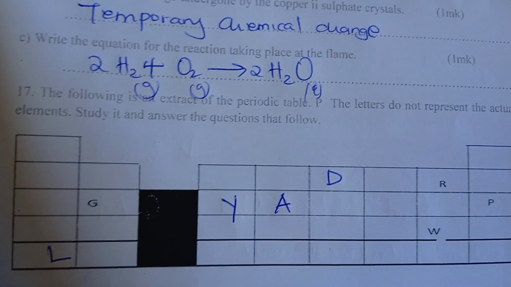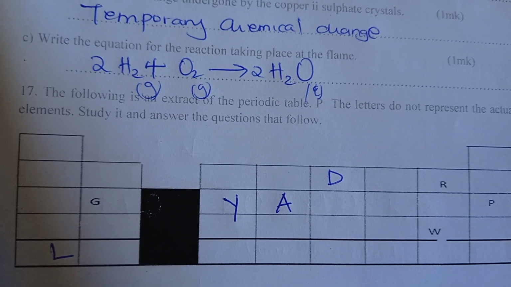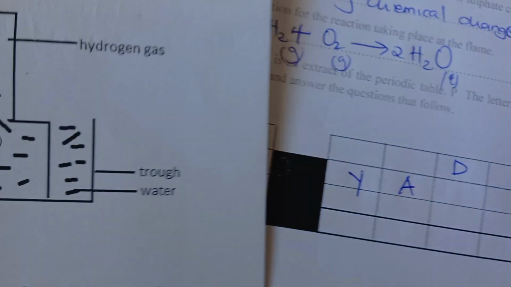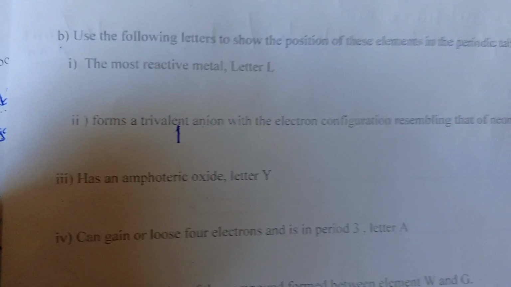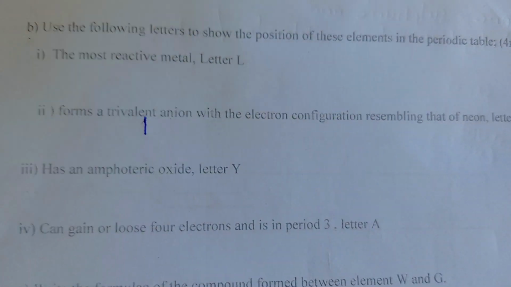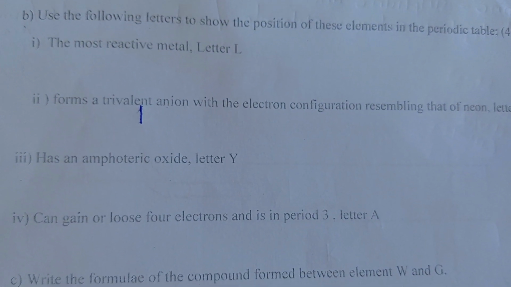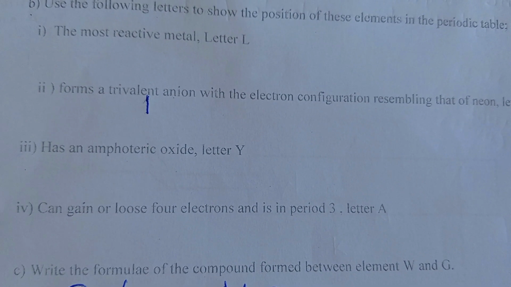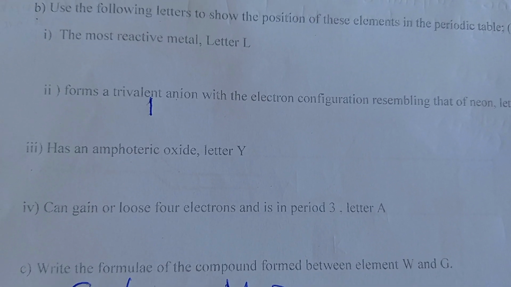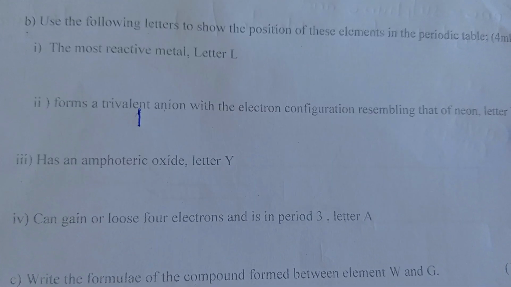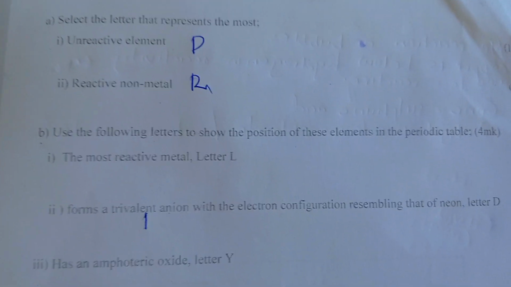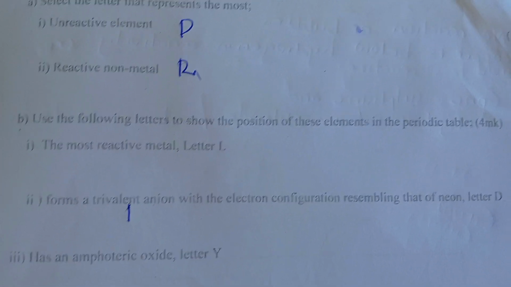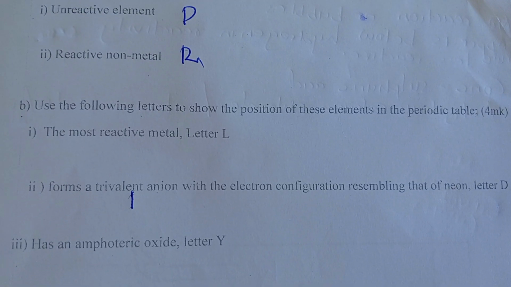The following periodic table is used to answer the questions. The letters do not represent the actual symbols of the elements. So you are told to select the letters. The most reactive metal there, it's P. That the ones that forms a trivalent. The unreactive element is P. The reactive metal is R.